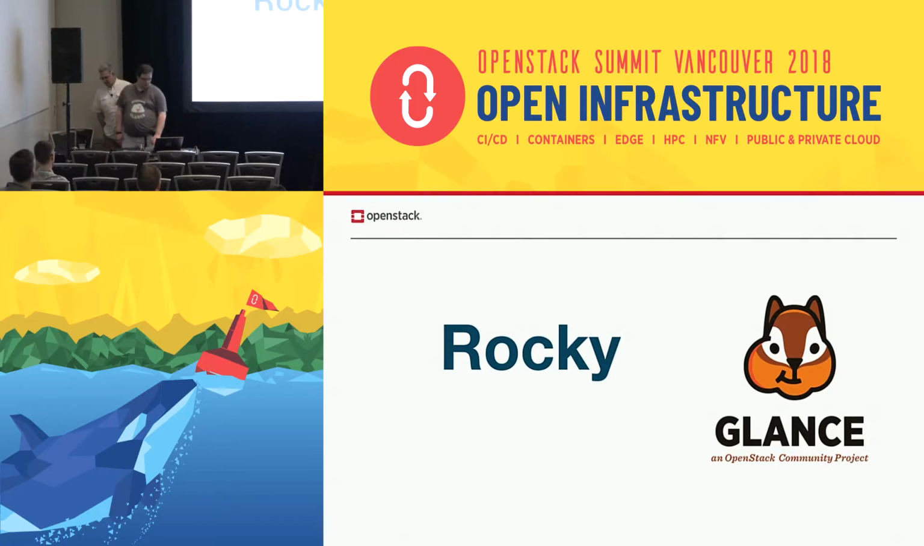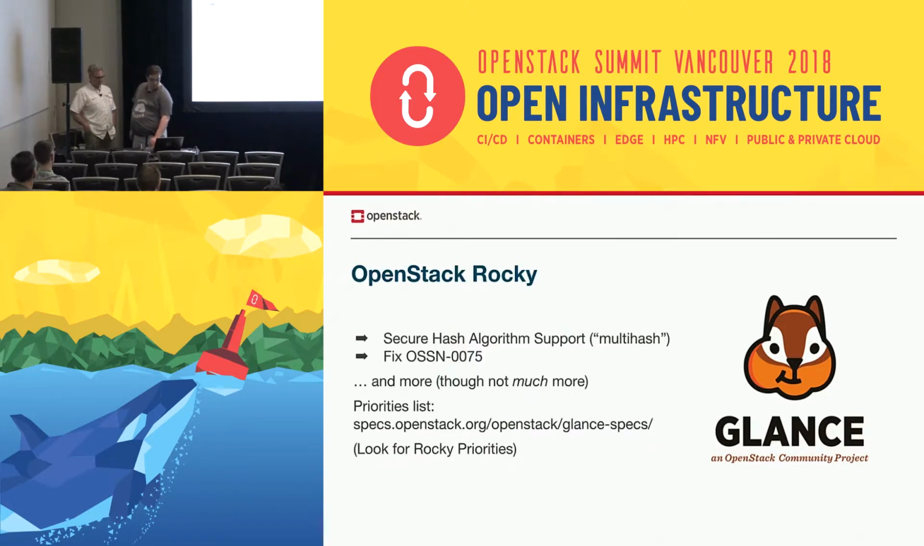Yeah, so we are running the Rocky cycle at the moment, and basically we have a couple of things that we are really putting our focus in, security-related stuff. So we are planning to support finally secure hashing algorithms in Glance. So the hash there at the moment is just MD5, and that has been a problem for lots of people. And there is work underway to actually use some secure hashing algorithms for Glance.